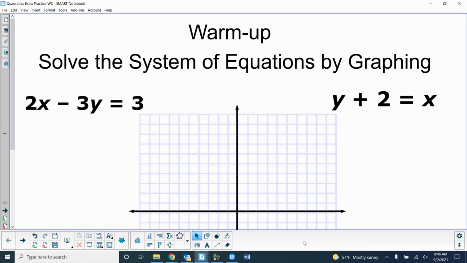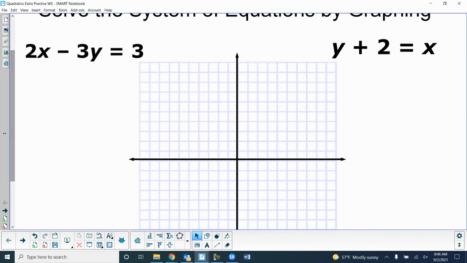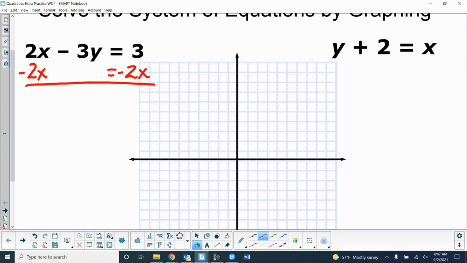What's the first thing we do when we want to solve a system by graphing? Isolate the y, right? In order to graph lines, we get y by itself. So, to get y by itself on the left, what should we do first? What are we moving? The 2x. How do I move the 2x? Subtract it, right? We're taking the whole term over, so we're subtracting it.